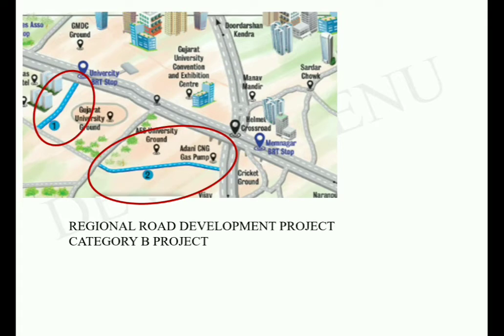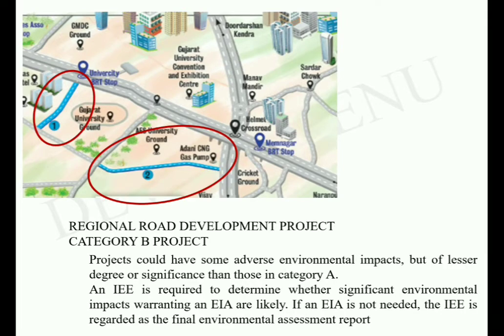Okay, so what is a category B project? It is a project which has some adverse environmental impacts, okay, but of lesser degree or significance than in the category A. So all the types of projects are grouped under various categories, and the category A project requires full scale EIA.